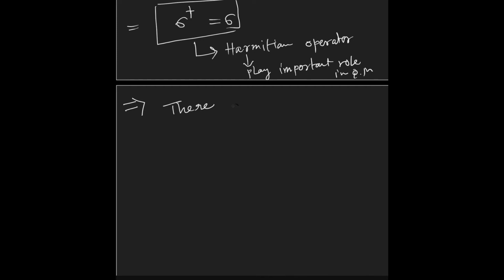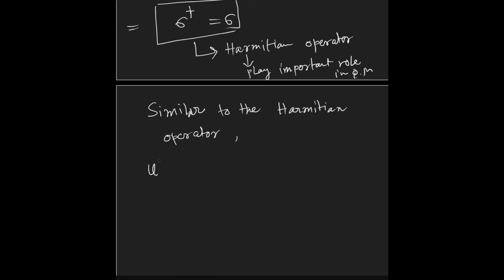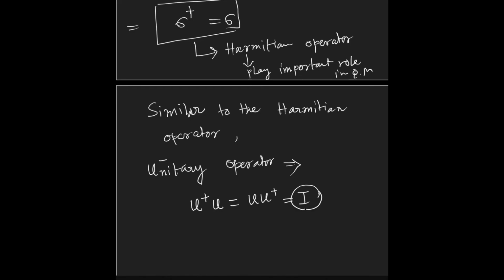There are other kinds of operators too, similar to the Hermitian operator, which play important roles in quantum mechanics. One of them is the unitary operator. The identity operator means if it operates on any state alpha, I alpha, it will give back the same state. It will not change the state at all. It is called the identity operator.